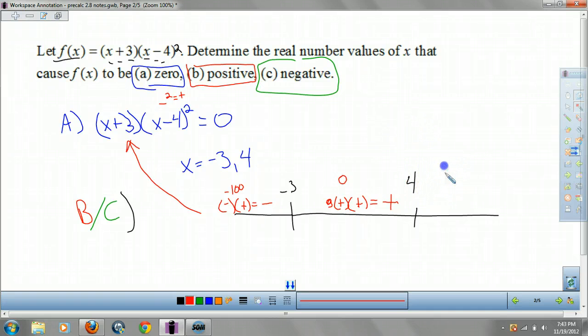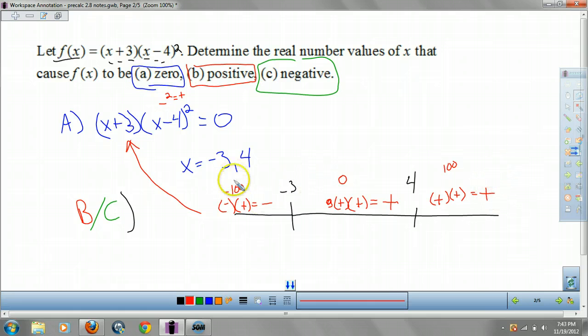So again, I always pick something ridiculous. 100. 100 plus 3 is positive. 100 minus 4 is positive. Squared, still positive. So that is going to be positive.